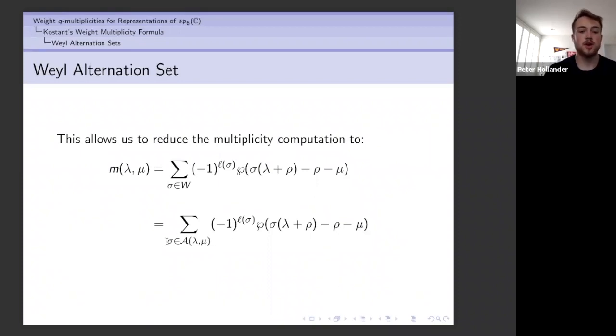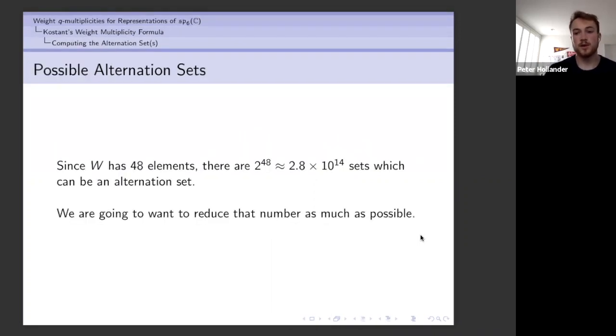So if we know what the Weyl alternation set is, then we could simply sum over all the sigma in that alternation set. And we would actually get the exact same thing as if we summed over the entire Weyl group, because all of their terms would just give us 0. So what we want to do is classify the alternation sets. That is how we would be able to simplify our weight multiplicity formula.